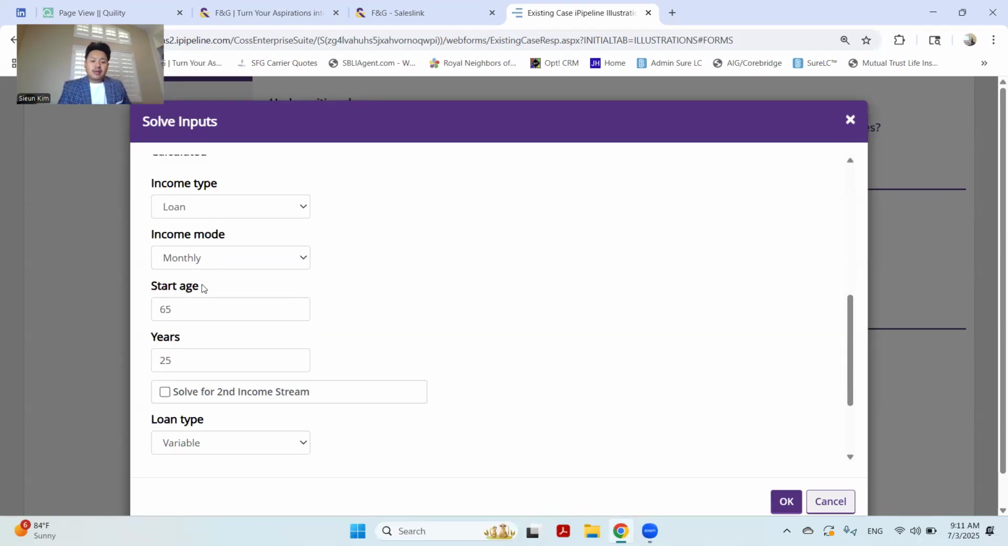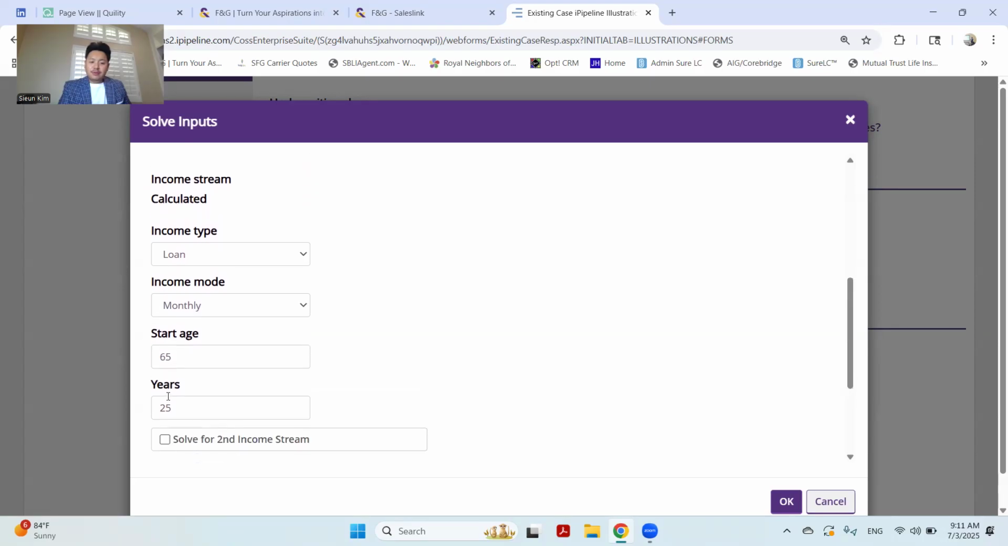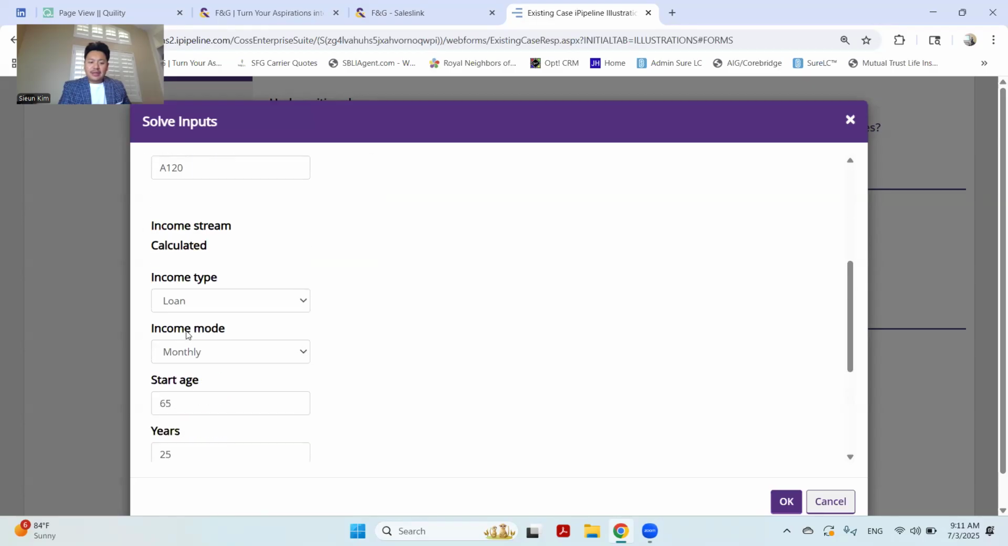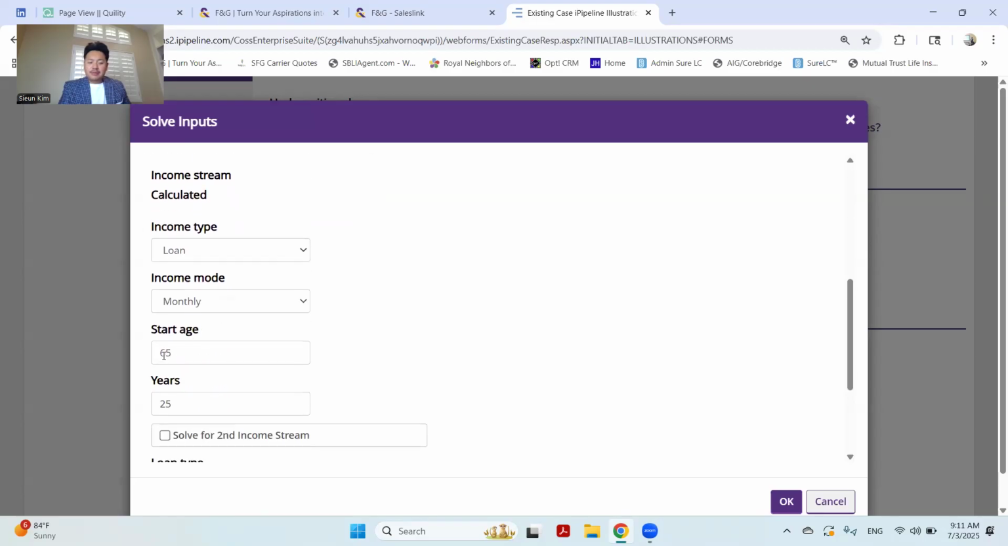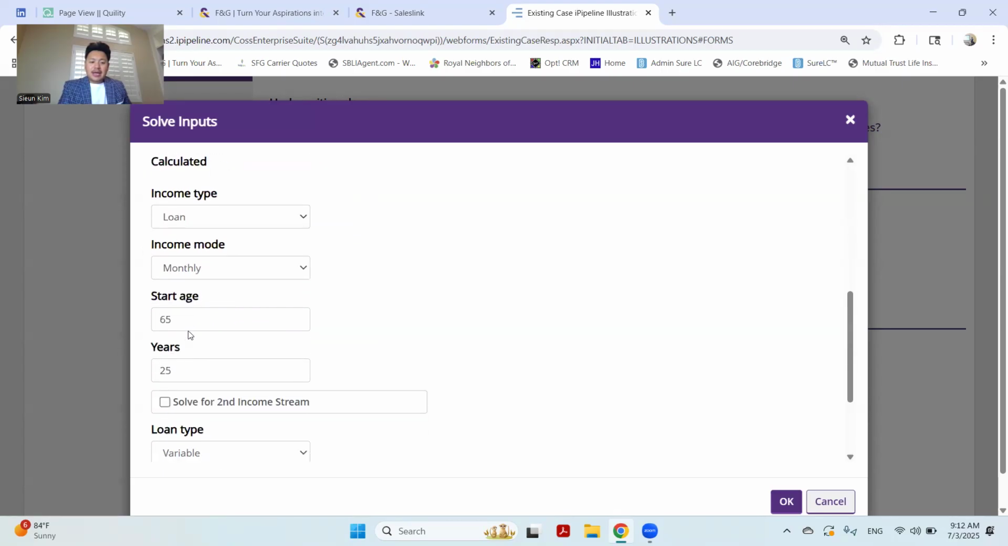Income mode, let's do it monthly, and start age. You want this age. You don't have to put A or Y in front of this, okay? This is defaulted at age 65, right? So you want this number and this number to be the same. So what does this mean? Client will pay premium until age 65. And this one, as soon as the age 65 ends, the income will start.